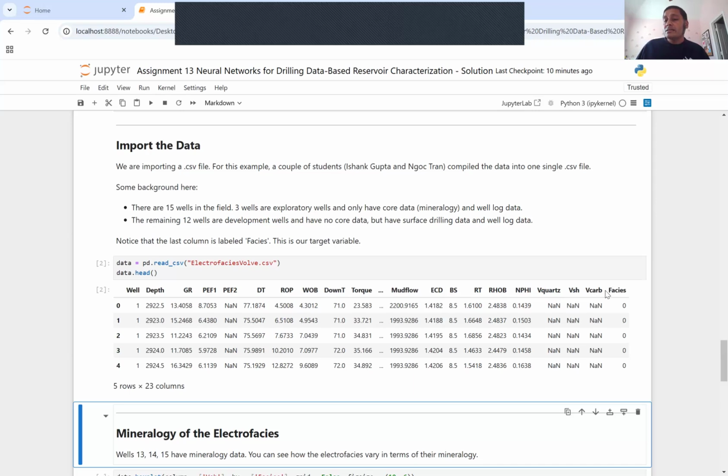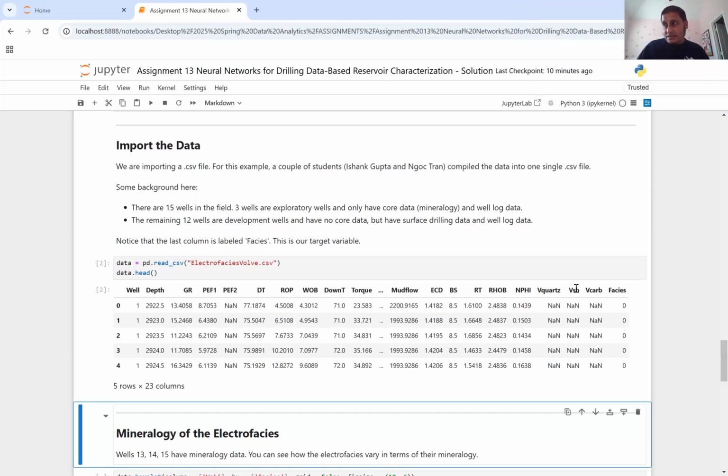One thing to keep in mind is that the measurements of mineralogy, which is the volume of quartz, volume of shale, and volume of carbonate, were only made on samples from the exploratory wells. So for the first 12 wells in this data set, which are the development wells, there is no mineralogy data. But nevertheless, we can, for the exploratory wells, see what are the predominant minerals present in each of the facies.